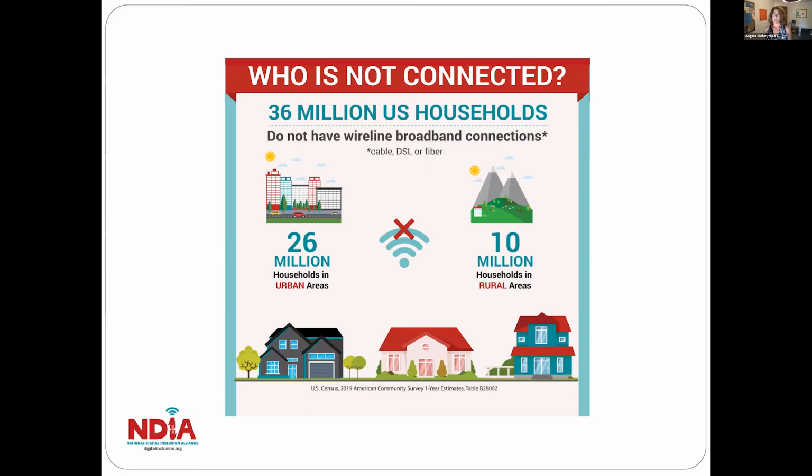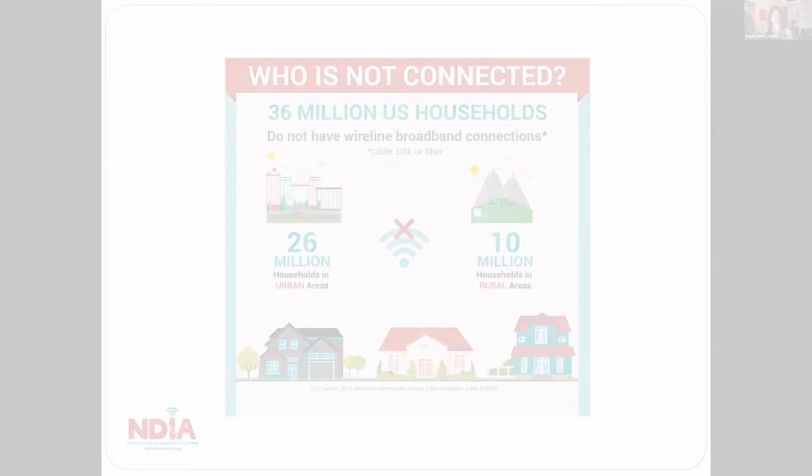10 million of the households that haven't adopted, which is the word that often gets used, are in rural areas. We know that availability is an issue, but the point we want to get across is that availability is a problem, but not always the only problem. We also need to address the other barriers to adoption: affordability, digital literacy, and devices. The digitally excluded include those that are low income. Based on data from the American Community Survey, 36 million households in total are without wireline internet access.